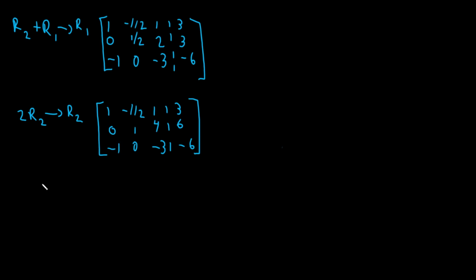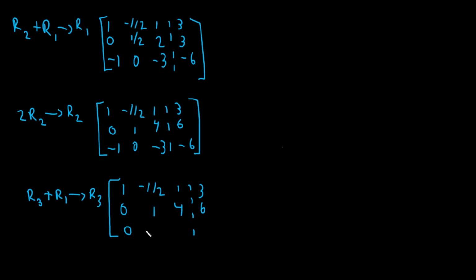So let's do that. Row 1 plus row 3. So row 3 plus row 1, and we want to change row 3 in our final matrix to eliminate this term. So 1, -1/2, 1, and of course 3, because the first row stays the same, 0, 1, 4, 6. So -1 plus 1 is 0, just like we wanted. 0 minus 1/2 is minus 1/2. -3 plus 1 is -2, and -6 plus 3 is -3.